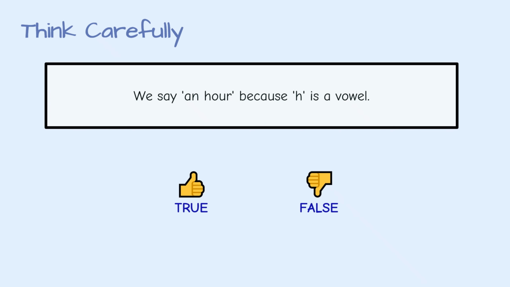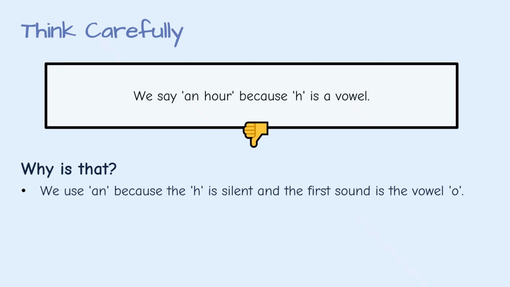Now let's see if you grasp the concepts by answering the question. We say an hour because H is a vowel. Is the sentence true or false? This sentence is false. We use an because the H is silent and the first sound is the vowel O.